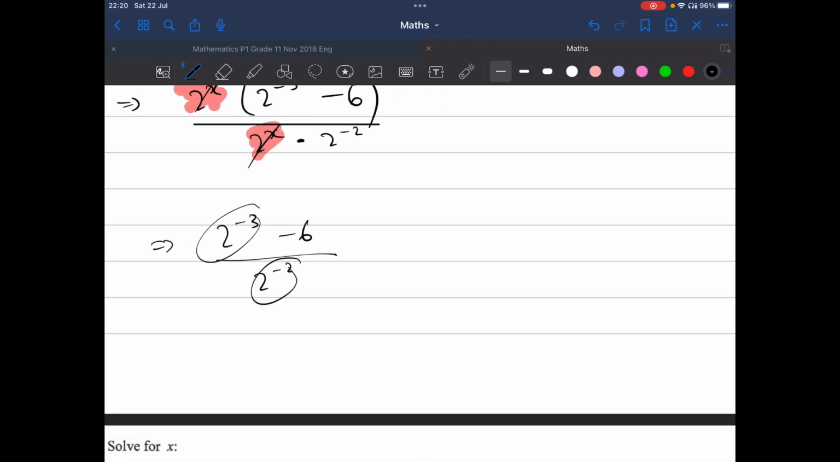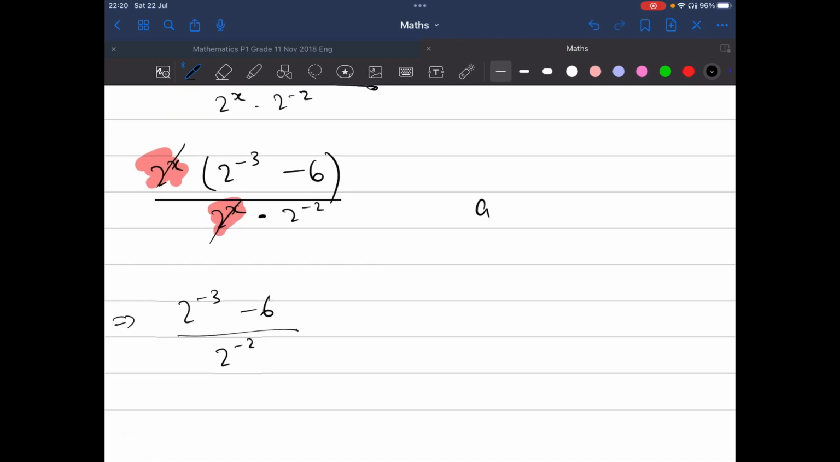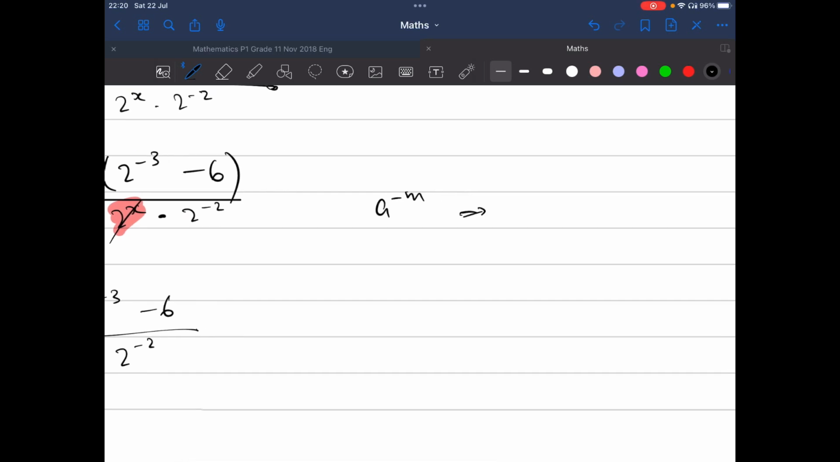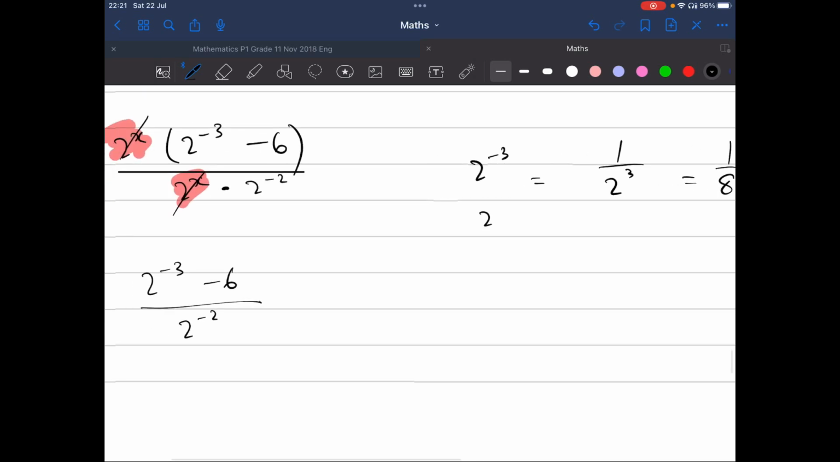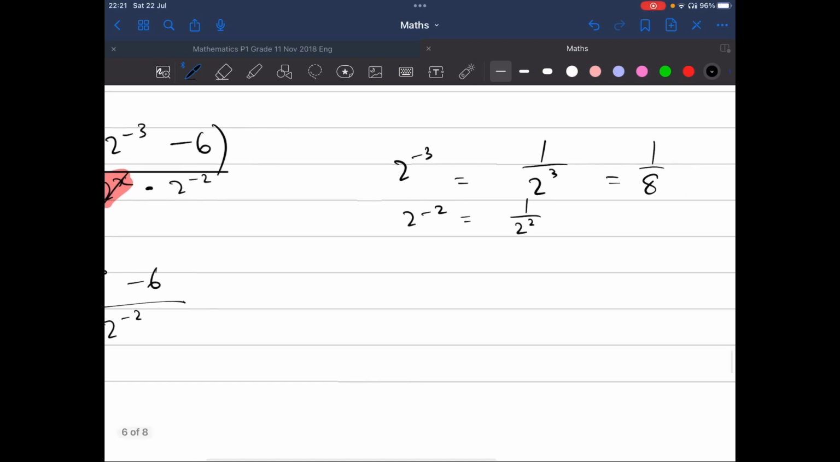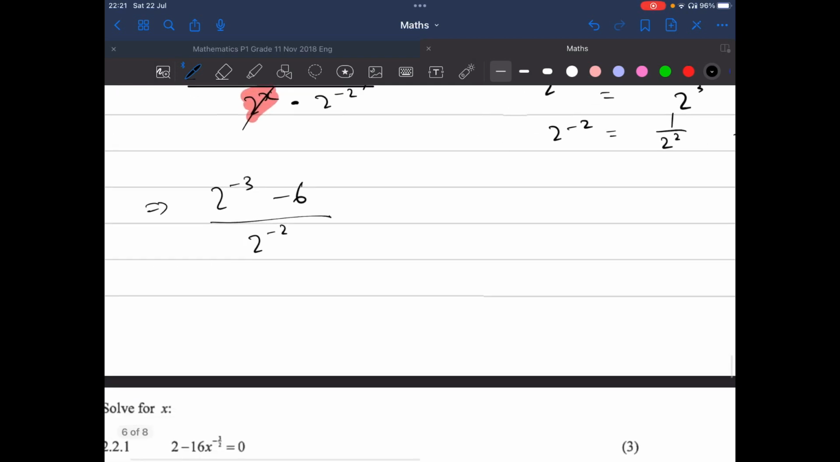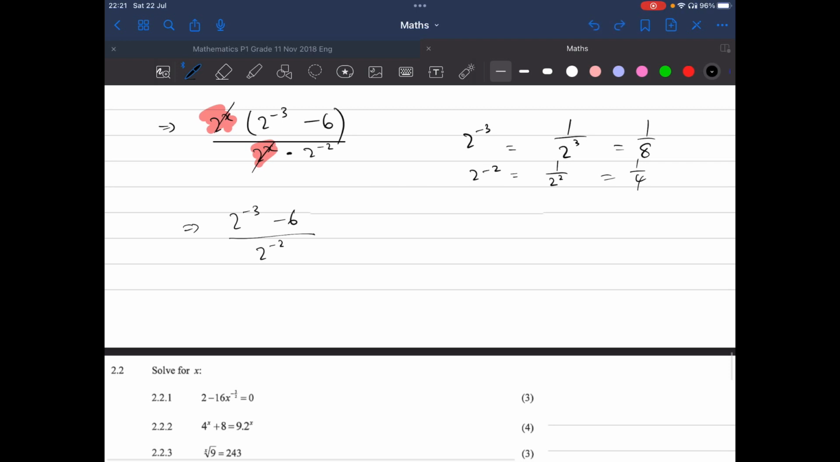Now how do I make these negative exponents simpler? Well, remember this law here. Let's say I have a to the minus m. That's the same as 1 over a to the m. Okay, so I take 1 over and then the base to the exponent, but now I get rid of the minus. Okay, so for 2 to the minus 3, that will become 1 over 2 to the 3, and 2 to the 3 is just 8. Okay, and for 2 to the minus 2, I'll have 1 over 2 squared, and that's the same as 1 over 4. So let me come back into this expression here and substitute that in.